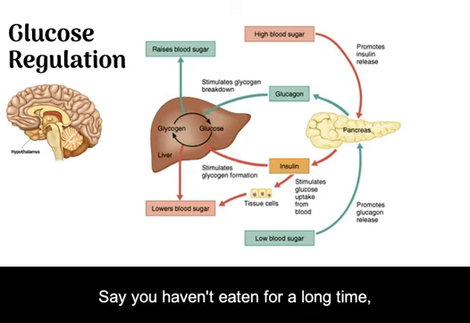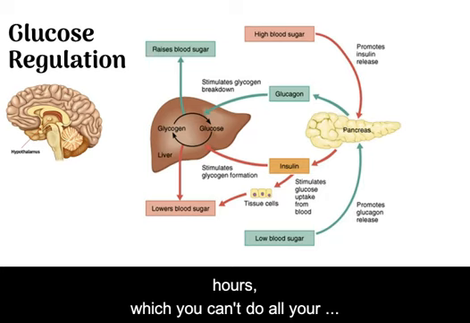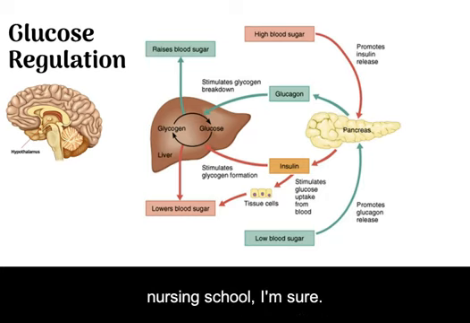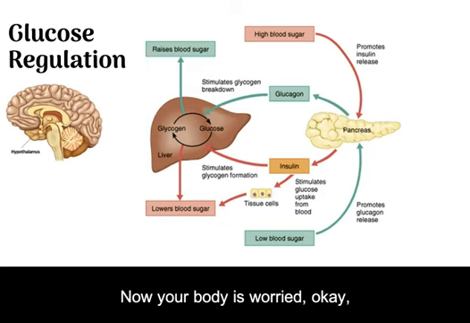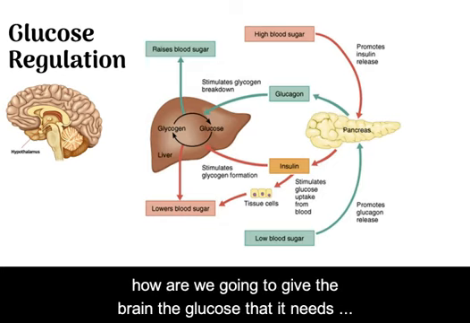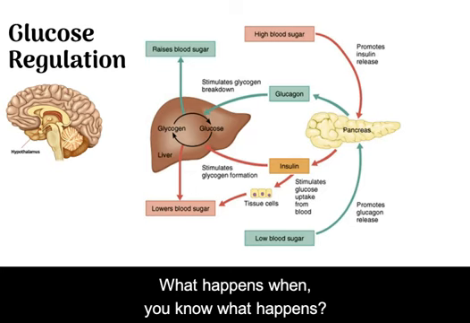Say you haven't eaten for a long time, you just woke up after sleeping 10 hours, which you can't do while you're in nursing school, I'm sure. But say you didn't eat for a long time, right? Eight hours pass, you haven't eaten, your blood sugar is low. Now your body is worried. Okay, how are we going to give the brain the glucose that it needs to work, right? So then what happens in that case?